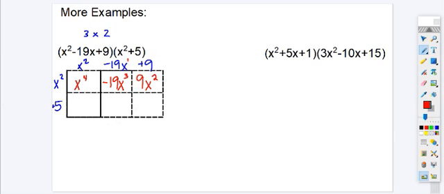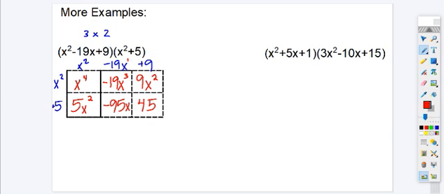And then we do the same thing with the second row. X squared times 5 is 5x squared. Negative 19 times 5 is negative 95. This still has an x, so still put an x here. And then positive 9 times positive 5 is positive 45.